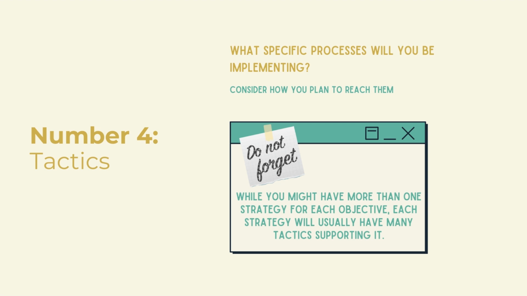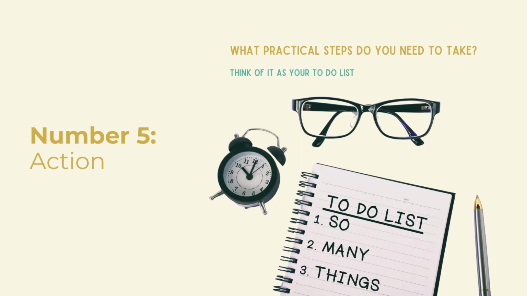As you work through each tactic, you should keep your strategy in mind. This way, your objectives continuously take the lead at each step of the process. While you might have more than one strategy for each objective, each strategy will usually have many tactics supporting it. Number 5, action. These are the practical steps that you need to take. Think of it as your to-do list. But it's also the simplest part of the process to complete, as each step should be one actionable item.